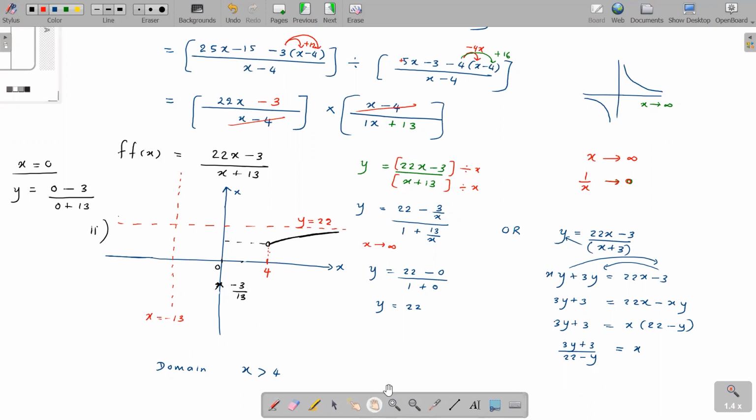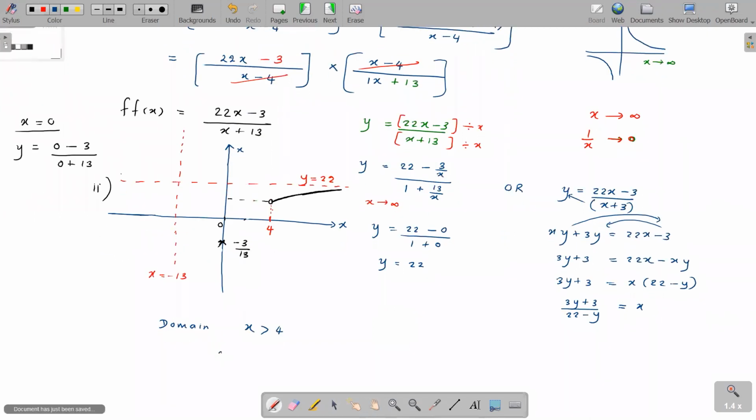So what's your range? Can't you say the range of f of x? So what's the lowest value in your f of x? You'll need to find this y value. How much is this y value? We input x as 4 into this equation. So input x as 4, f of 4. What is it? 22 times 4 minus 3 over 4 plus 13. How much is it? When x equals 4, what do we get? How much do we get? Quickly. 5. So I get 5, which means this value is 5.